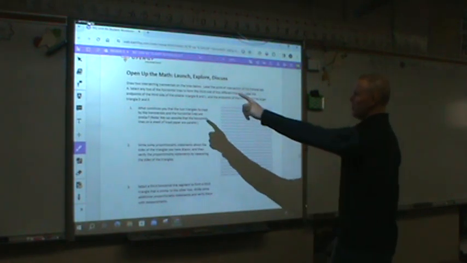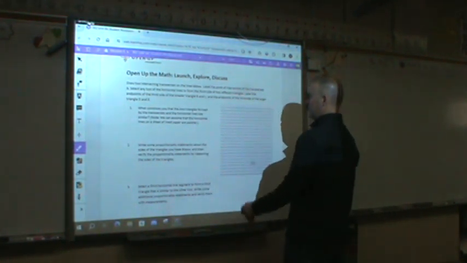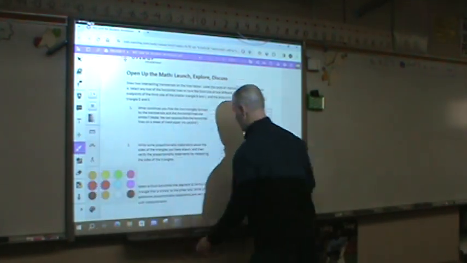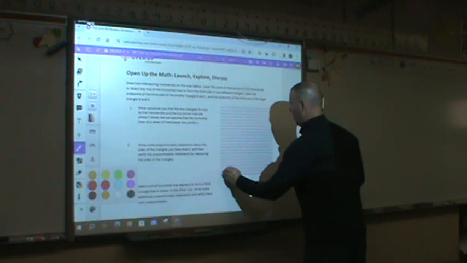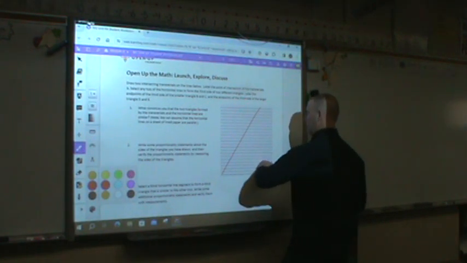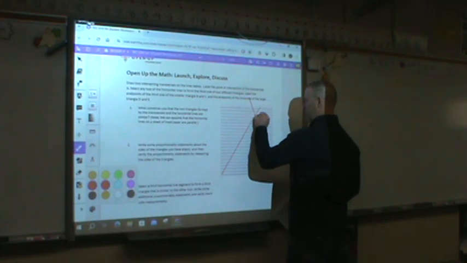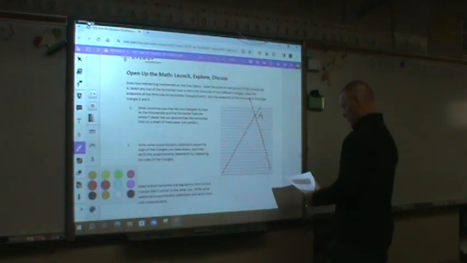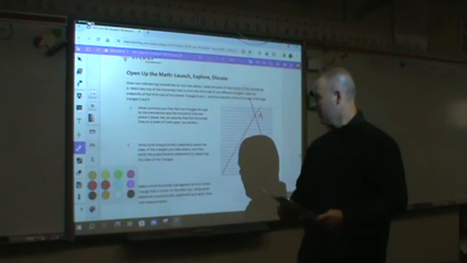It says draw two intersecting transversals on the lines below and label the point of intersection point A. All right, so here you go. You're going to just start here, doesn't matter. And you're going to label that point of intersection point A. Doesn't matter where your point A is along here, but you're going to label it point A.